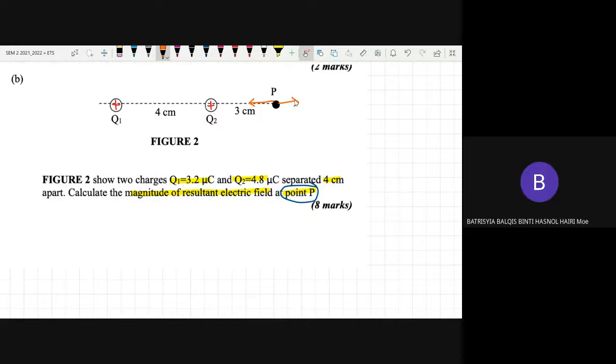Which one will it be? Kanan. So both will be to the right. Very good. So both will be to the right. So this one will become E1P and this one will become E2P. Why both towards the right?